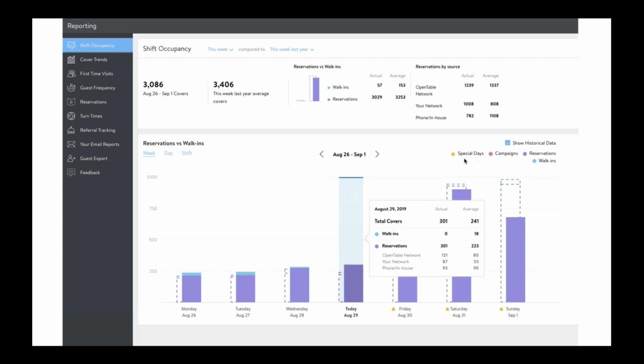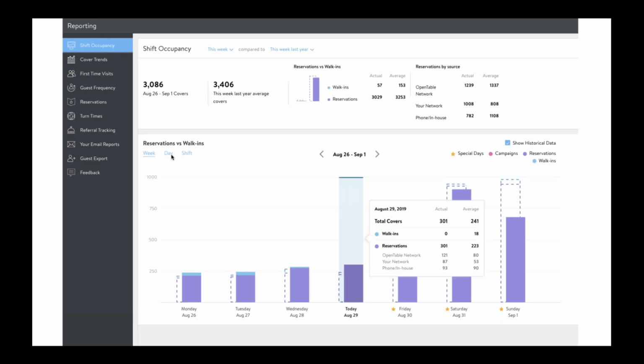You'll see right here, if you're doing any type of campaigns, you'll see some dots, like a pink dot here, to show you that we've actually enabled some campaigns for this year or last year. Okay, special days. These were special days last year, created by the special days creation in the availability planning area. All right, so that's shift occupancy. A great way to look at your reservations versus walk-in information by week.